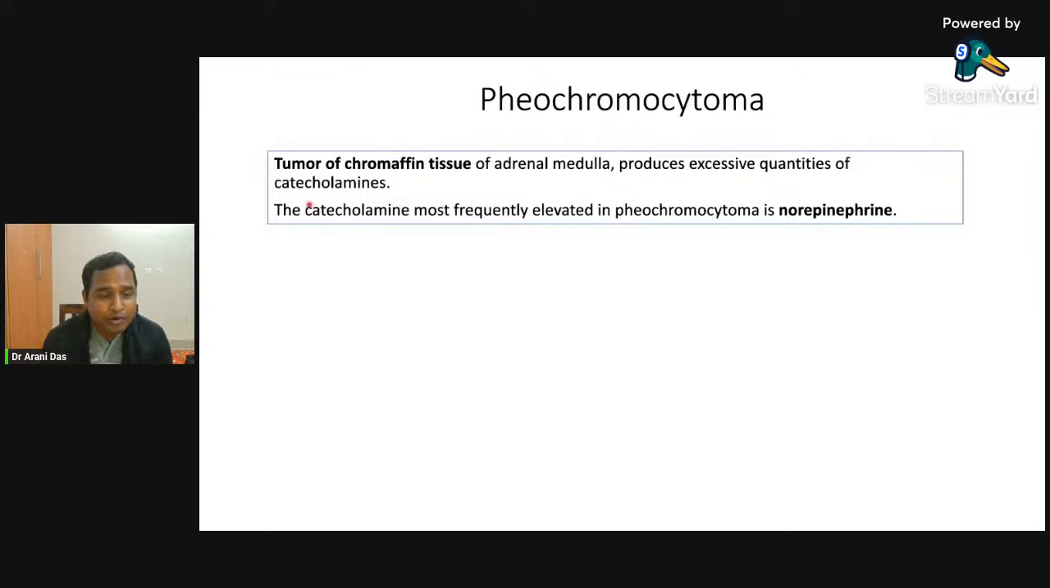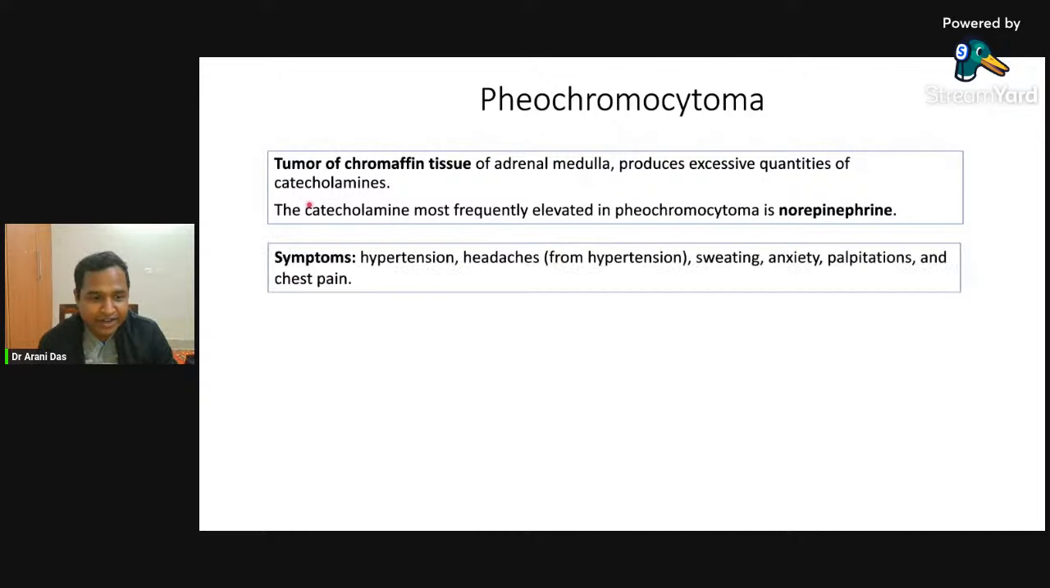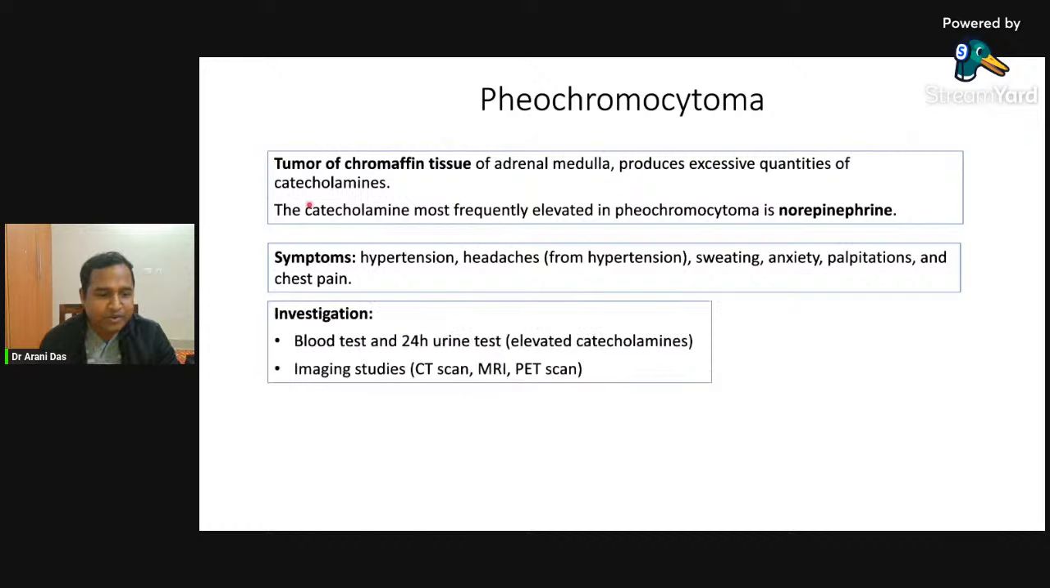Normally, adrenal medulla produces around 80 to 100% of epinephrine, and around 20 to 30% of norepinephrine. The rest of norepinephrine is produced by the sympathetic postganglionic neurons. But the tumors of adrenal medulla produce mostly norepinephrine. What are the symptoms? Symptoms will be hypertension because of adrenergic receptor mediated action, headache, increased sweating, anxiety, palpitation, increased heart rate and chest pain. These are the cardinal symptoms of pheochromocytoma.